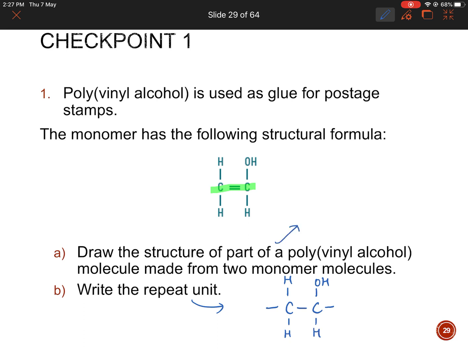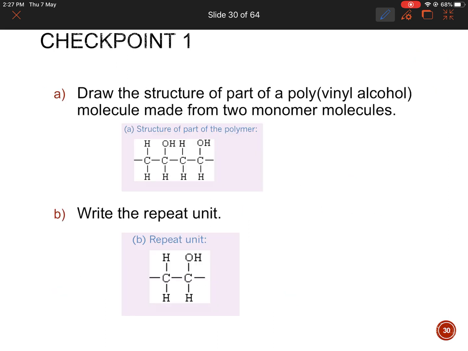And then if I want to draw a structure of the polymer made from 2 monomer units, I will just draw the repeat unit twice. Okay, take note when you draw the OH, make sure that your bond is between carbon and oxygen. Okay, it should not be something like this, carbon OH. This is marked wrong because the bond is not in the middle of OH, it's bonded to oxygen. This is the answer which I showed you just now already.